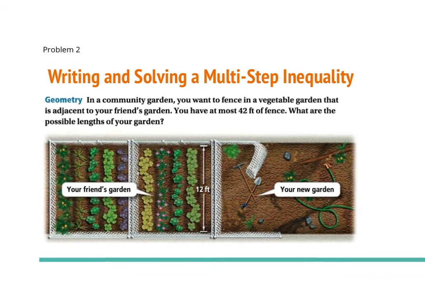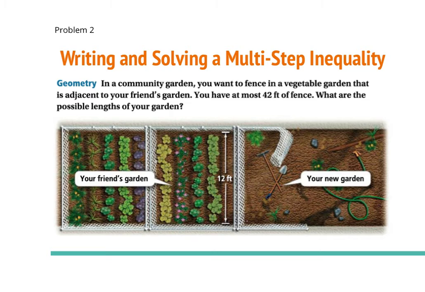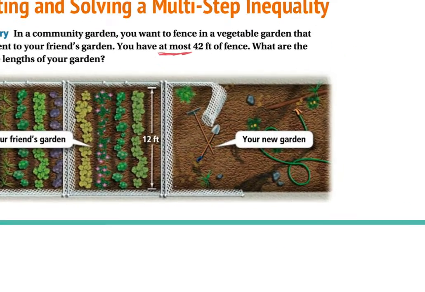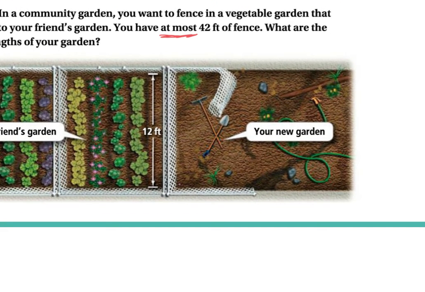All right, writing and solving a multi-step inequality. In a community garden, you want to fence in a vegetable garden that is adjacent to your friend's garden. You have at most 42 feet of fence. What are the possible lengths of your garden? So we know one side, right, from this image. This is our new garden, okay?